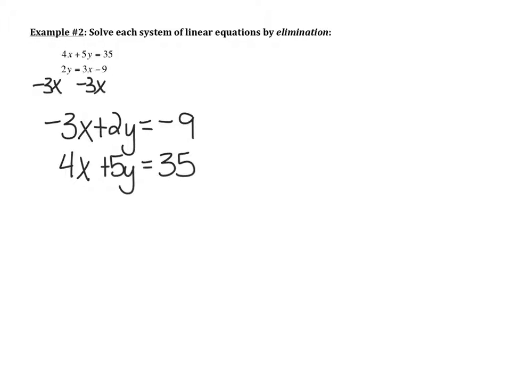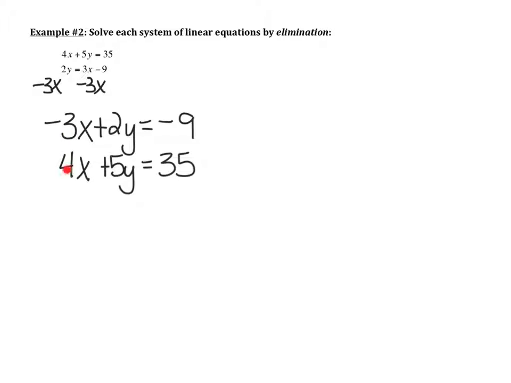So let's see our coefficients. I have -3 and 4. Those are not opposites. And I have 2 and 5, and those aren't opposites. Last time we saw that the 2 went into 6, so we chose the 6 and the 2 to make opposites with. But that's not the case here.